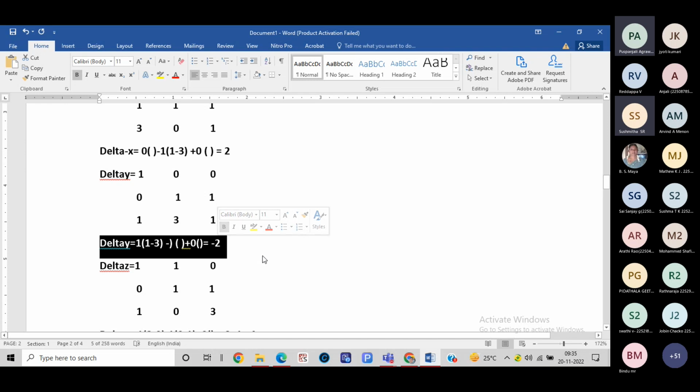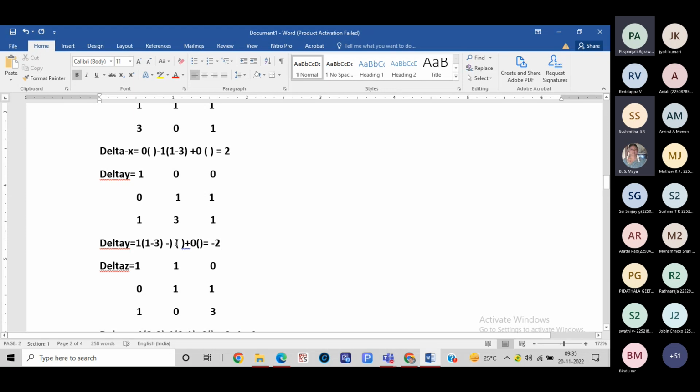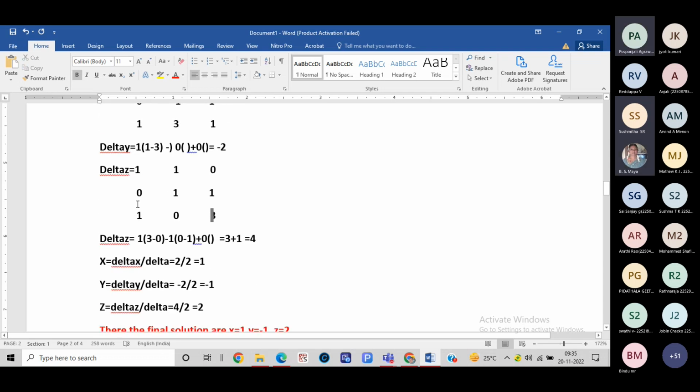1 1 1, 1 1 1, 3 1 3. And then 0; I am not writing anything there because 0 multiplied with that term is 0. This is the last one: 0 with 0, 0 minus 2. Then delta z. Which column are we replacing? The z column, the last column. This is 0 1 3. Then 1 into 3 is 3, minus 1 into 1 is 0, and 1 into this one and this one, then I got 3 plus 1, 4.